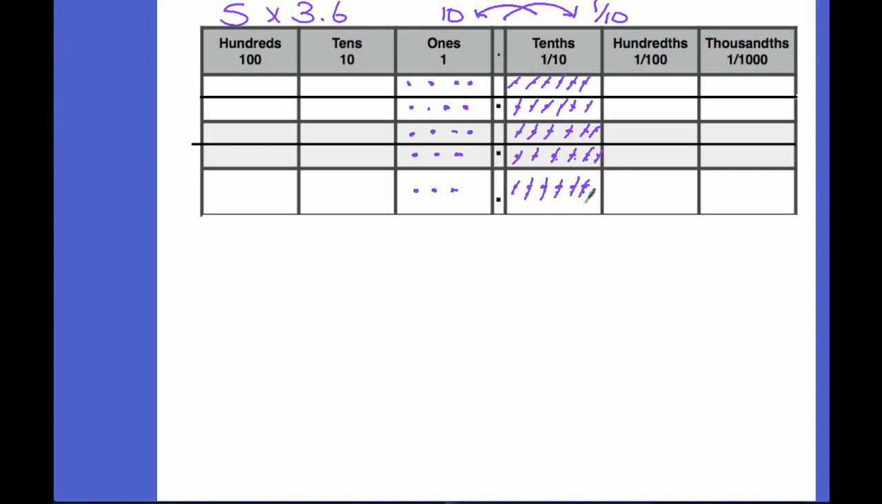0. Bring down the decimal. And how many do I have in the ones? 1, 2, 3, 4, 5, 6, 7, 8, 9, 10.